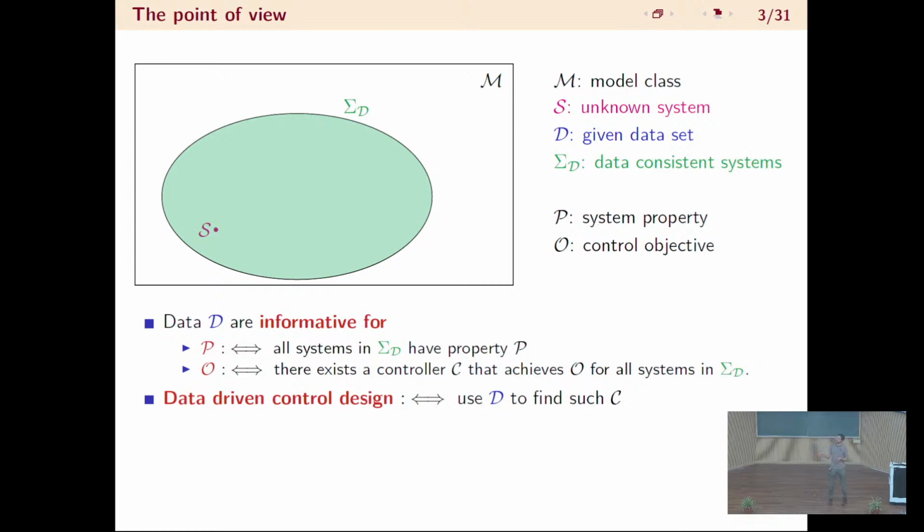Because in the noise-free case, if you remember the lecture on Monday, if you would apply a persistently exciting input, then in principle I would be able to uniquely identify the system. So this set sigma D would collapse to a single system. That's never the case in the noisy case. In a noisy case, you always have a set sigma D of data consistent systems.